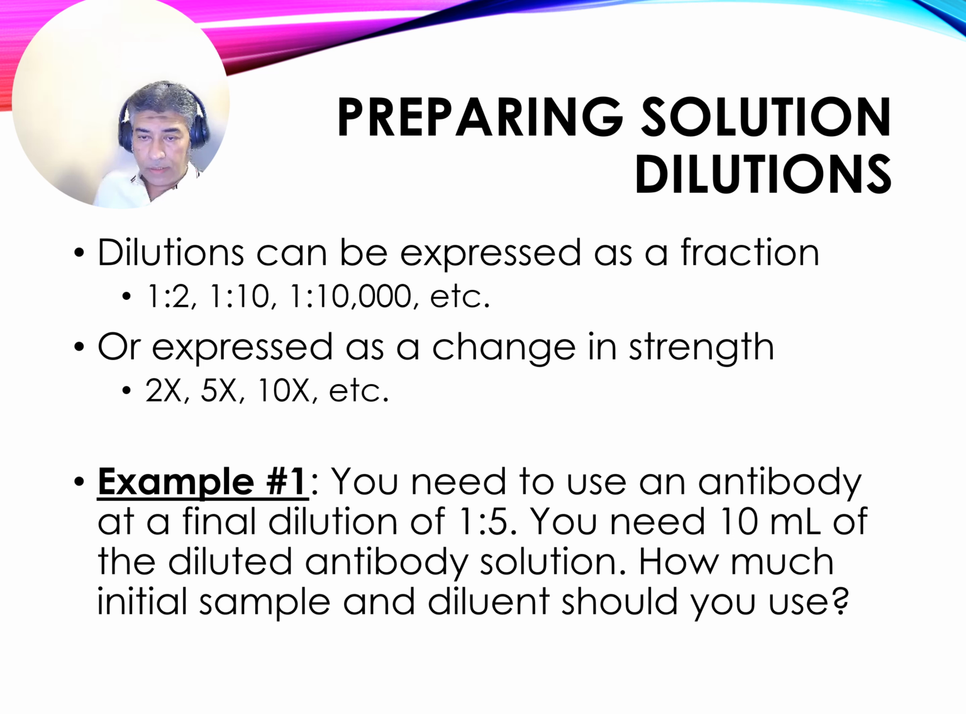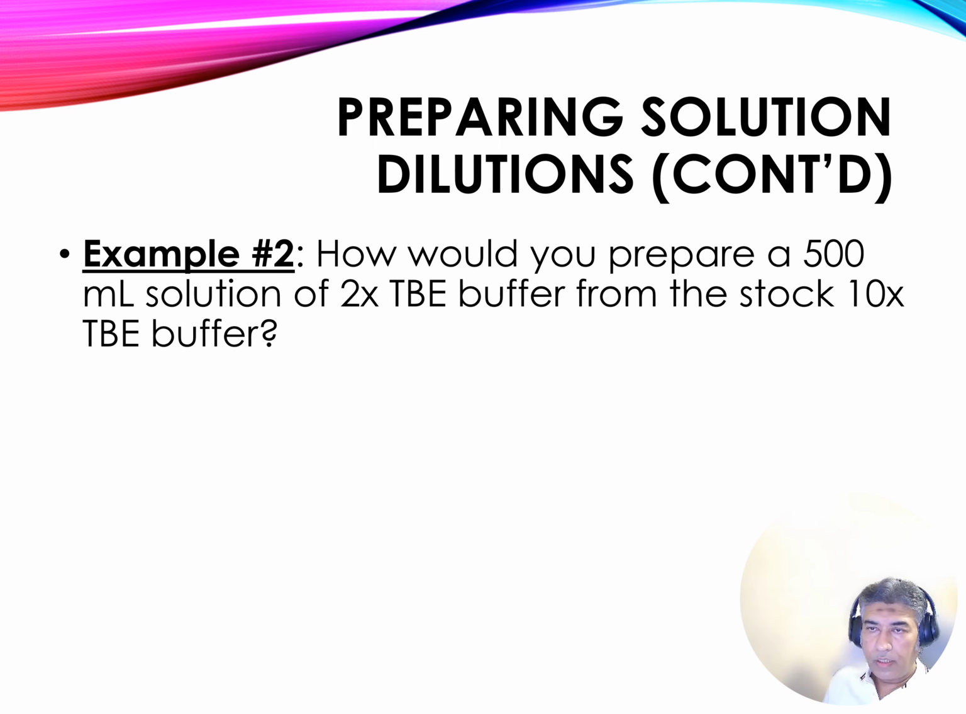Let's say an example: you need to use an antibody at a final dilution of 1 to 5. You need 10 ml of the diluted antibody solution. How much initial sample and diluent should you use? This is going to be our question in the following slides, so you can note it down and then try to calculate. Next, two is preparing solution dilutions. How would you prepare a 500 ml solution of 2x TBE buffer from the stock 10x TBE buffer?